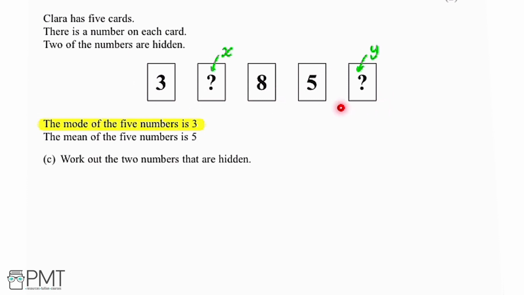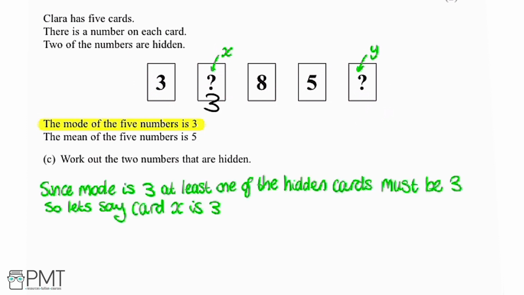But since we know the mode of the 5 numbers is 3, this means that at least one of these has to be 3. So either our X card here or our Y card. I'm going to say our X one is here. So I'm just going to label up here 3. We're now going to take a look at our other line.